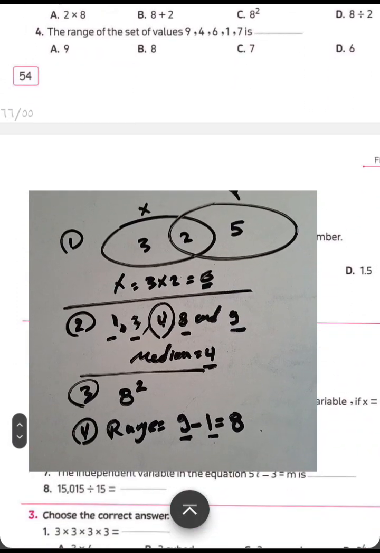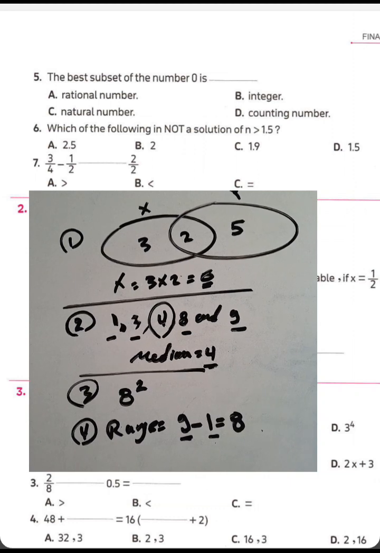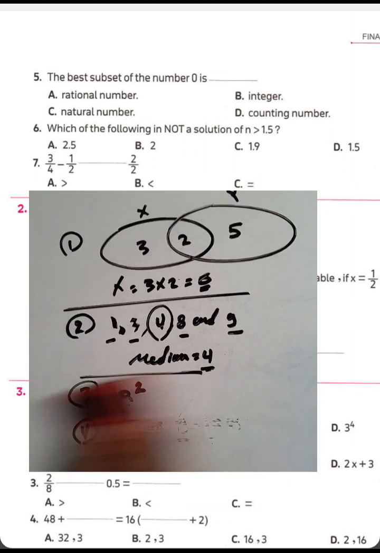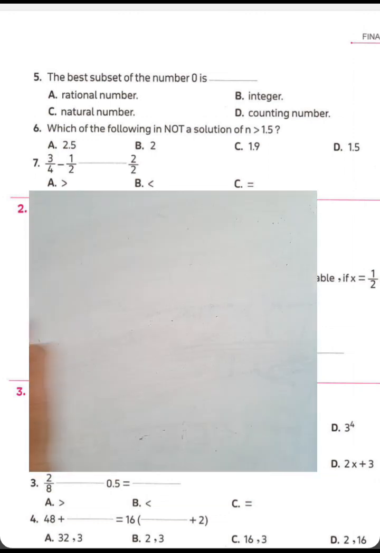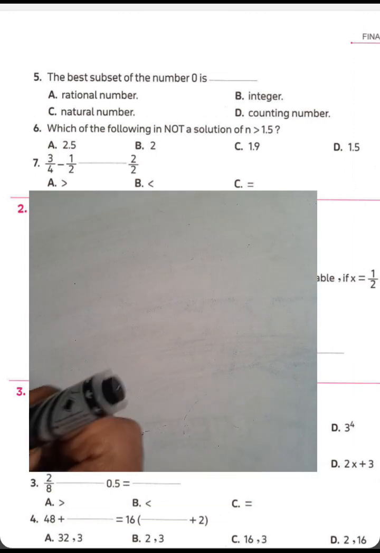Question number 5. The base subset of the number 0: 0 is belonging to the natural numbers. Okay, 0 belongs to the natural numbers. Choose letter C.